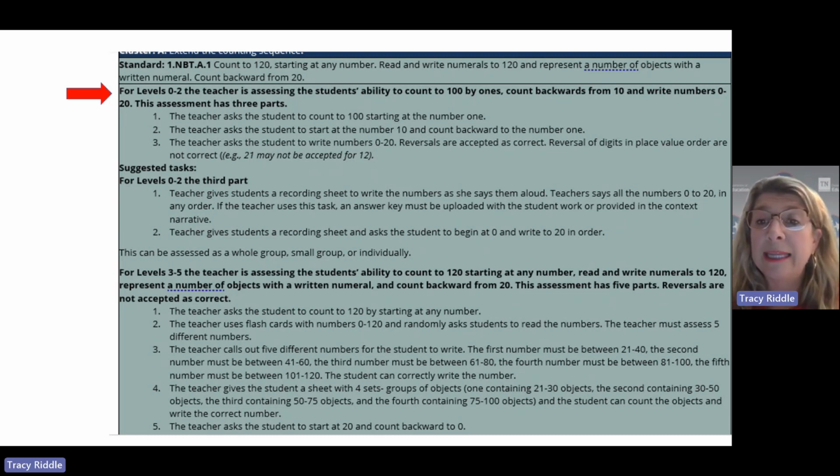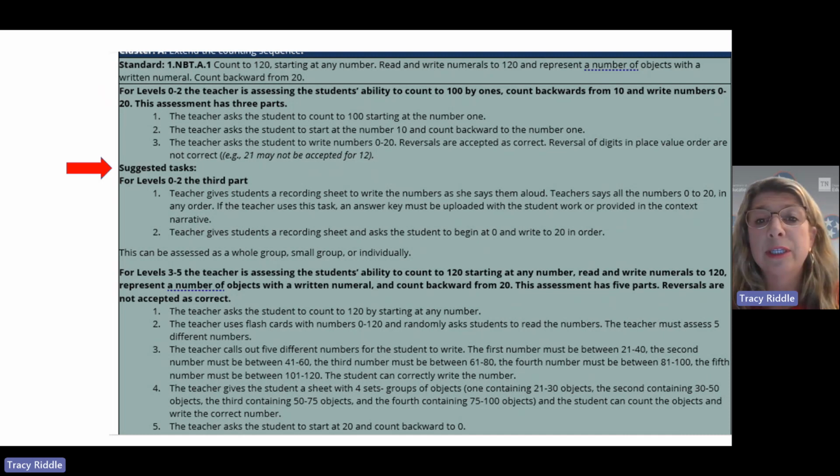Reversals are acceptable at the kindergarten level. Reversals of digits in place order value are not correct. For example, if the answer should be 12 and the student writes 21, that would be incorrect. The suggested tasks give you examples of how to assess this kindergarten portion.